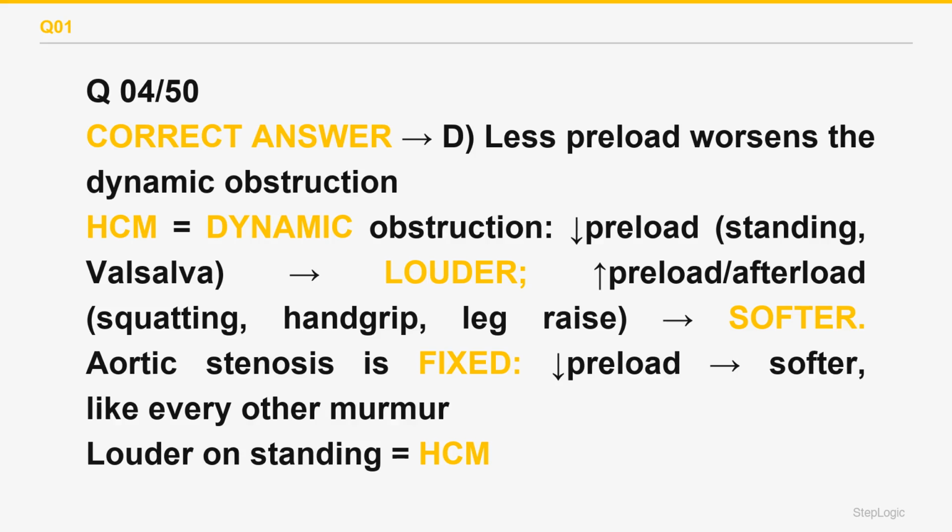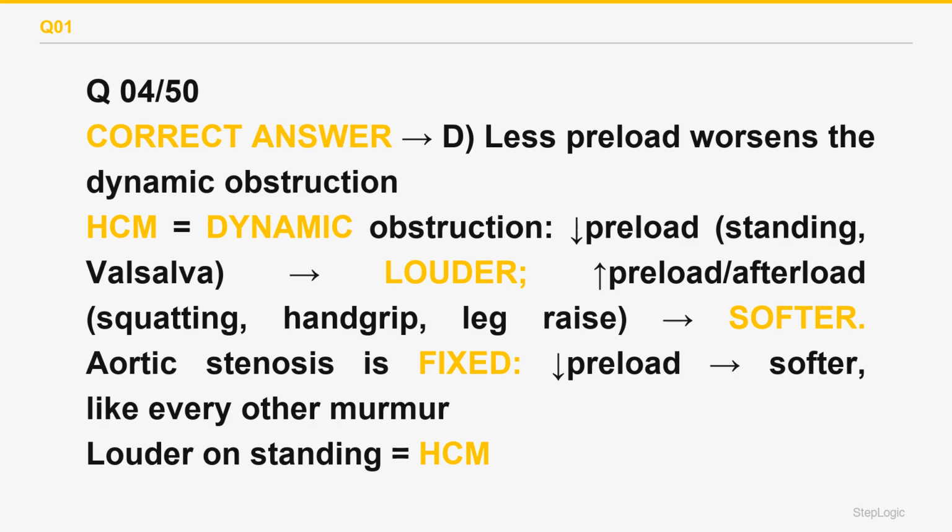The correct answer is D. Choice C is the conceptual trap rather than a maneuver trap. Aortic stenosis is a fixed anatomic narrowing whose severity does not change beat to beat. Hypertrophic cardiomyopathy has a normal aortic valve and an obstruction that appears and disappears with loading conditions.